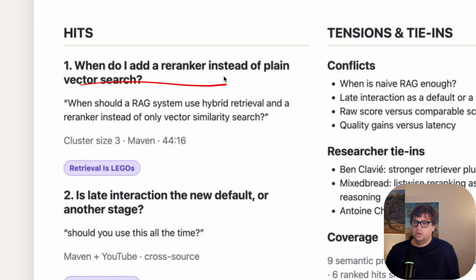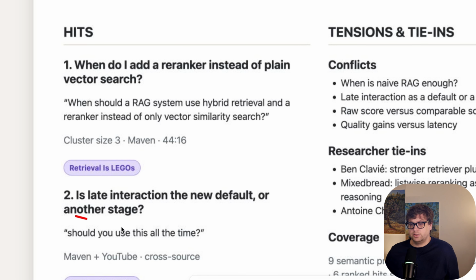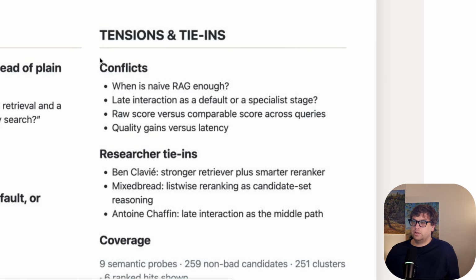And so I see, when do I add a re-ranker instead of plain vector search? Is late interaction the new default or another stage? And I see recurring conflicts that come up that might need to be answered. So for example, when is naive RAG enough? And is late interaction the default or is it a specialist stage? And quality gains versus latency. And all of these are things that I can answer.